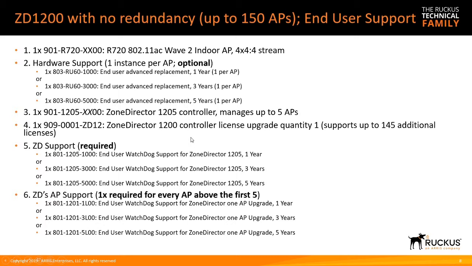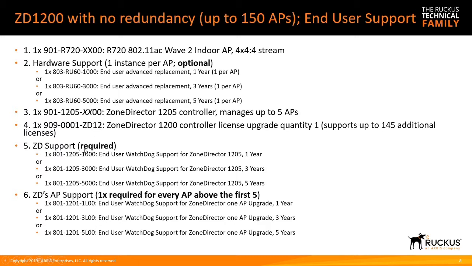And then we need the upgrade licenses. These are per AP licenses. It comes with 5. Add the number of licenses you need for the number of APs you're adding, so up to 145 additional licenses. That's 909.0001-ZD12. And then support. This is required.